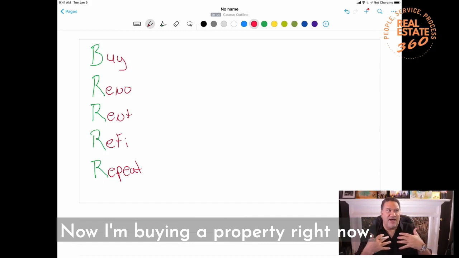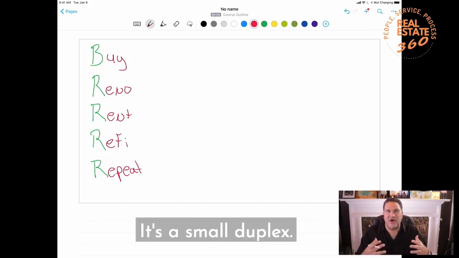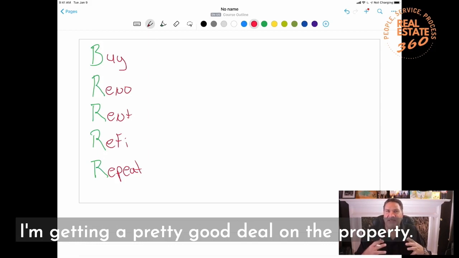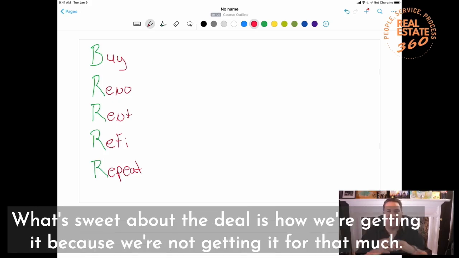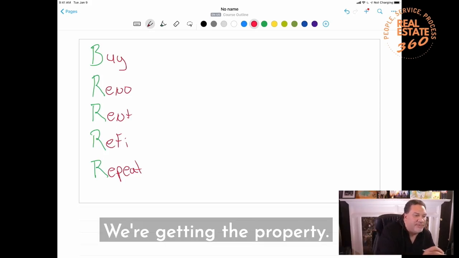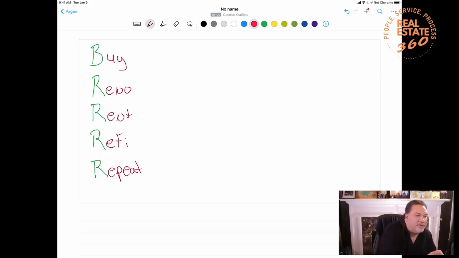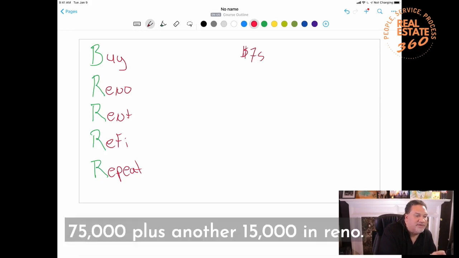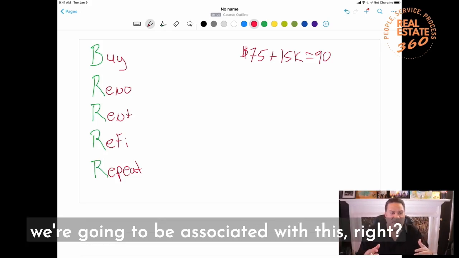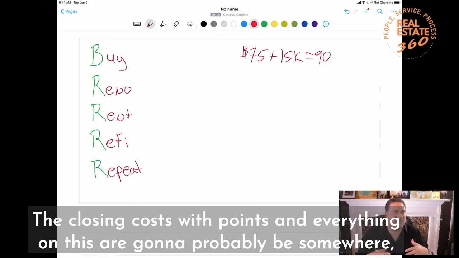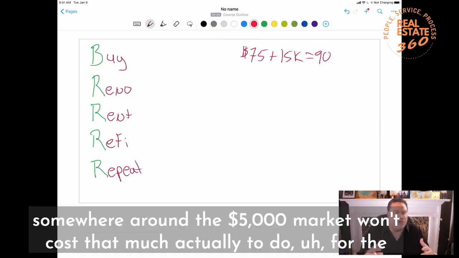Now, I'm buying a property right now. It's a small duplex. I'm getting a pretty good deal on the property. It's worth about $130,000, maybe $135,000. What's sweet about the deal is how we're getting it, because we're not getting it for that much. We're getting the property for $75,000 plus another $15,000 in reno. So we're going to be in it for $90,000. But we also have carrying costs and closing costs associated with this, right? The closing costs with points and everything on this are going to probably be somewhere around the $5,000 mark.